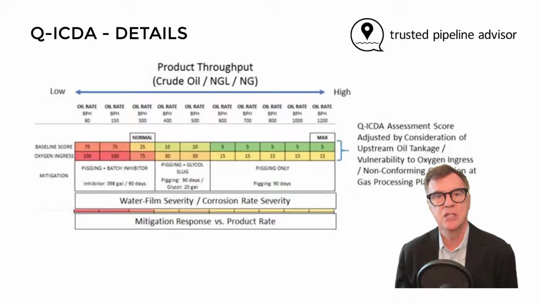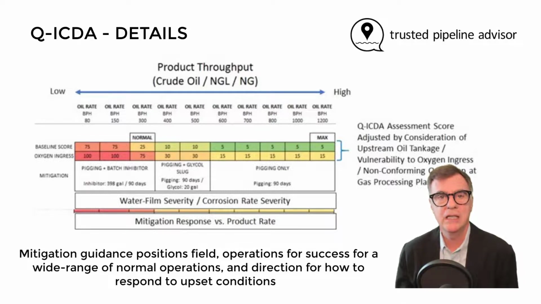This chart is the mitigation guidance corresponding to a Q-ICDA assessment for a single pipeline. The objective of the mitigation guidance is to easily position field operations to perform proper maintenance on all critical pipelines appropriate to render pre-existing corrosion damage inactive and to stop or prevent new corrosion from beginning. The mitigation map shows response for a range of operating conditions and is designed to trigger an alert when a new critical pipeline arises that requires corrective mitigation response.